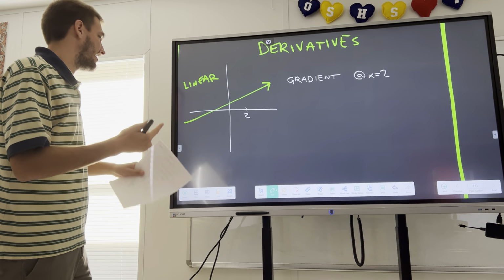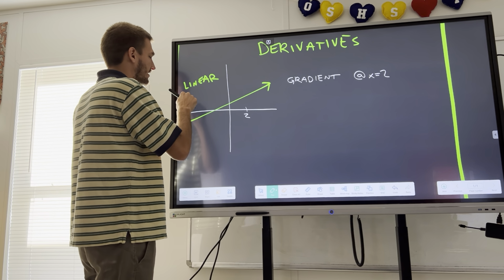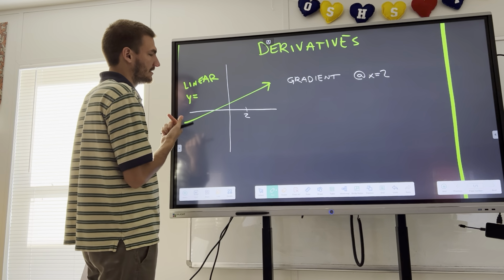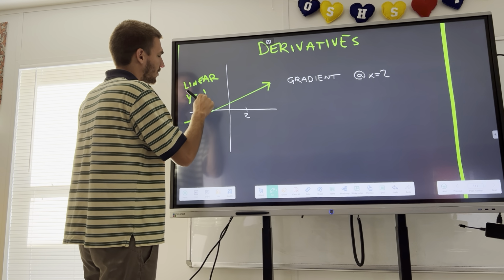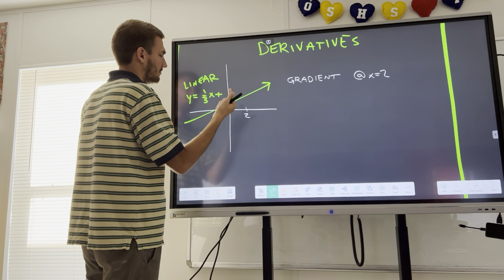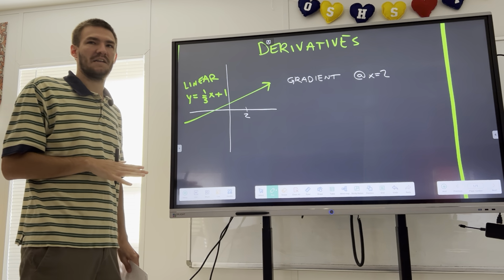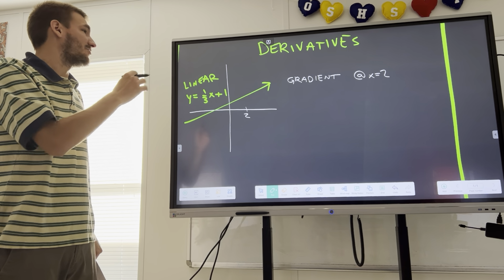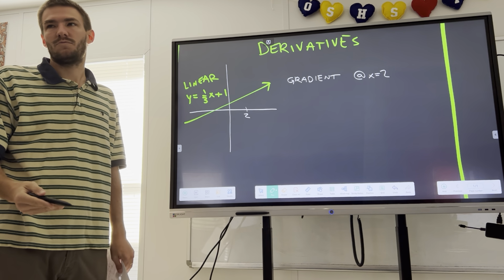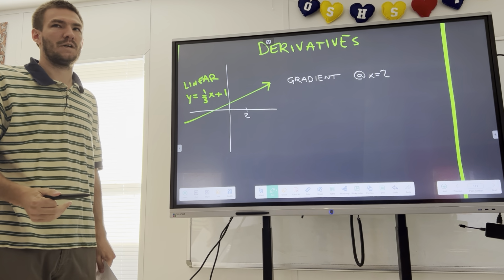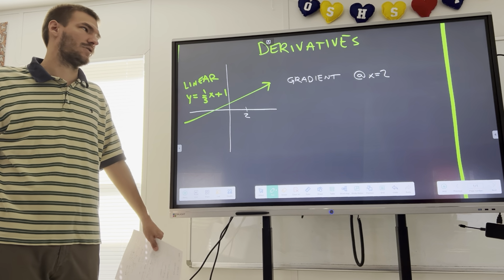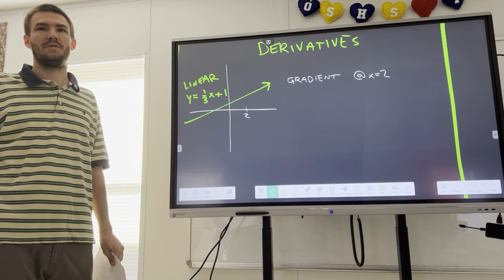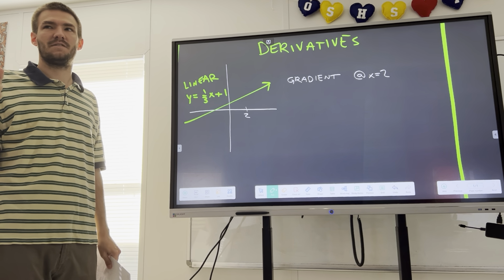So if we, let's just say, add something else to it, let's add the function here. Let's say this is y equals 1/3 x plus 1. Just kind of making something up, whatever it is. What is the gradient at x equals 2? What do you guys think? The gradient is the slope, of course. We definitely should be able to do this fast.